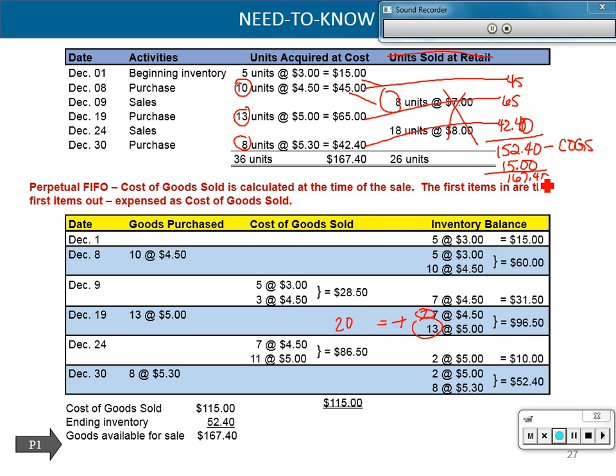Equals 115, right? Okay. I just want you to see where the numbers come from. So again, the question was, where does the 115 come from? When you subtract your ending inventory from the cost of goods, $167.40, you get the ending cost of goods sold, and then you take that ending cost of goods sold and add it to ending inventory, and you get goods available for sale.